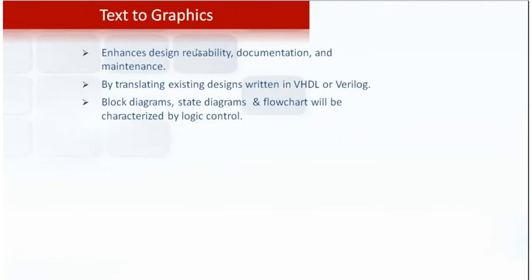And these are some of the explanations given, like text to graphics. What is this text to graphics? It enhances the design reusability. Whatever input files we have, like text based, and further we can get VHDL or Verilog HDL input files, those things can be easily converted to the block diagrams or the state machines that we need to convert to. And for this we have some sort of characterized logic control, based on which the text to graphics conversion is done.